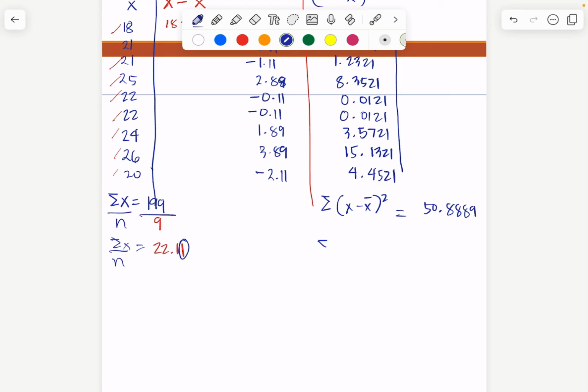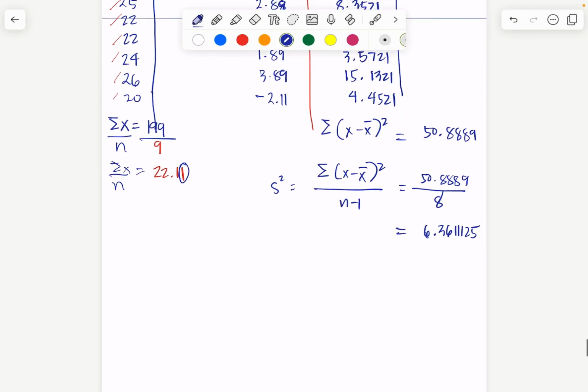That is how the formula for the sample variance works. The formula is summation of x minus x bar squared divided by n minus 1. So, this is the formula of our sample variance. How much is that? 50.8889 divided by n minus 1, that will be 9 minus 1, so that is 8. 50.8889 divided by 8, so your answer is 6.3611125.